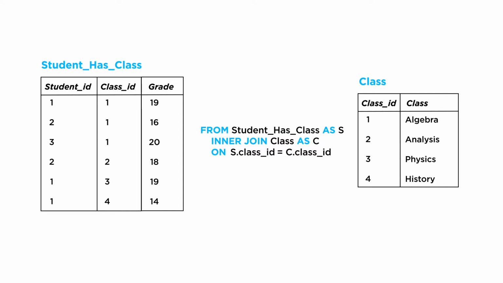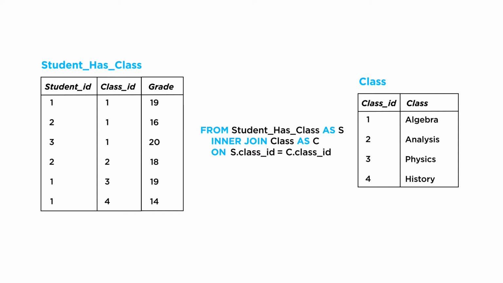Notice how we define the naming shortcut. After student has class, we put as S to give a shortcut name to the table, and we put as C after class to give the C shortcut to the class table. So we can write now the condition as S dot class ID is equal to C dot class ID without having to repeat the full names of these tables.